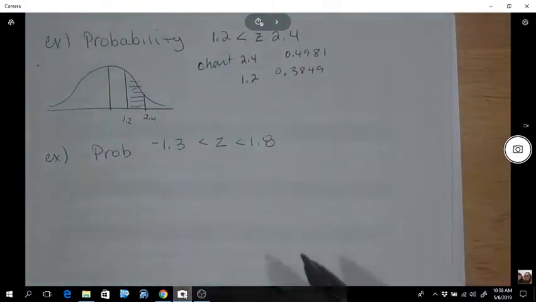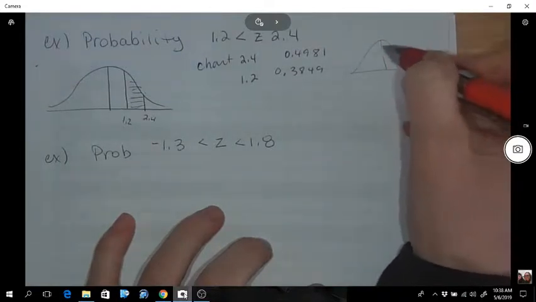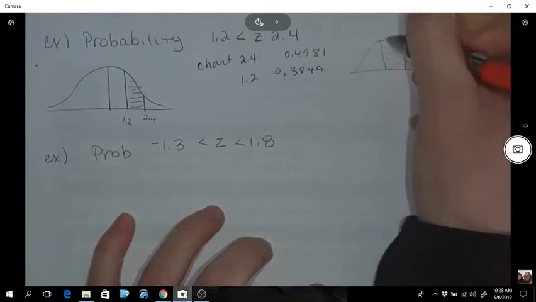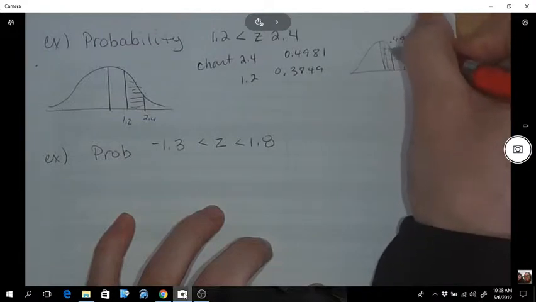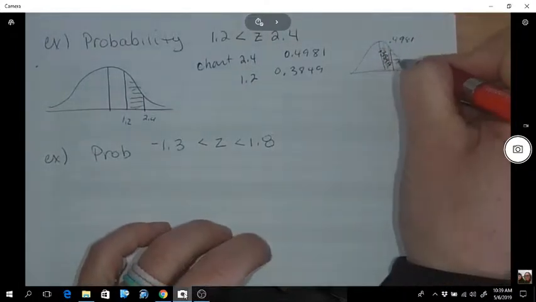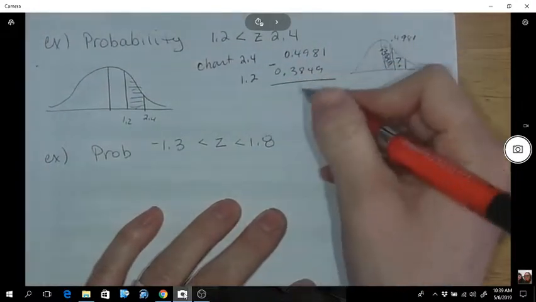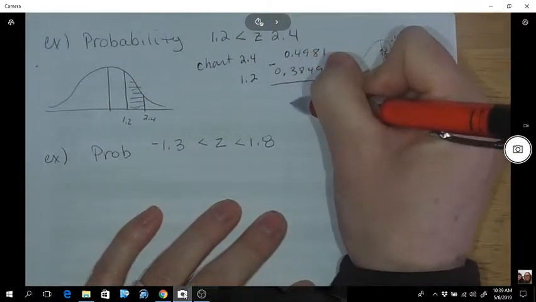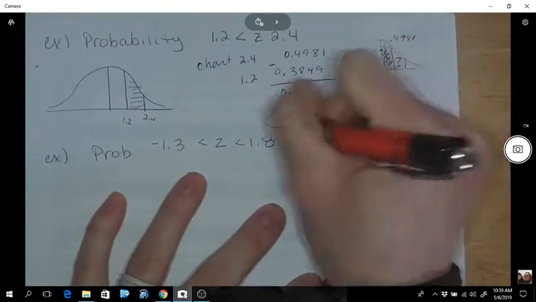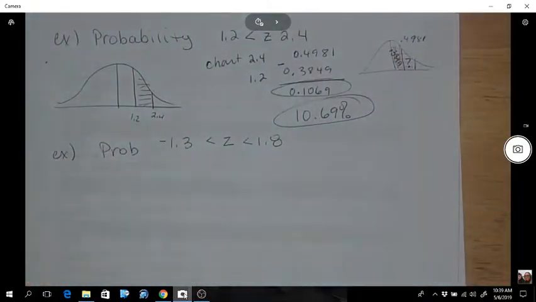Okay, so what does this mean? Let's think about this visual. That is 0.4981, and this is 0.3849. So to get this piece, I would need to subtract. So 0.1069 or 10.69%. You can leave it in either form if it doesn't specify.